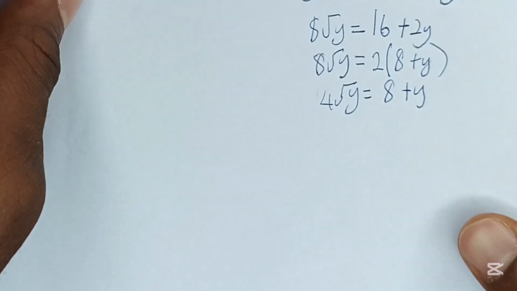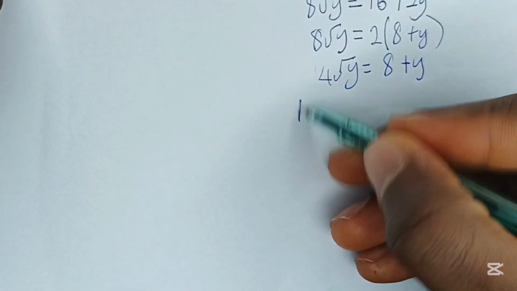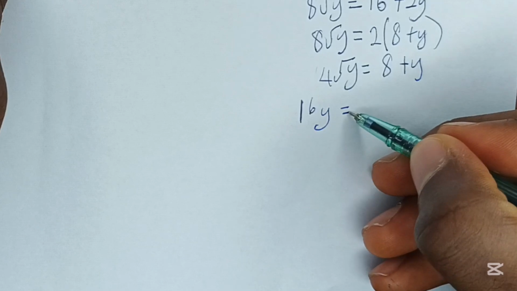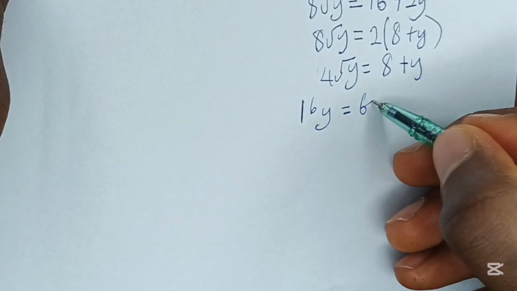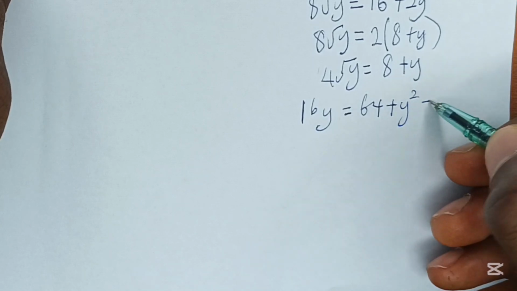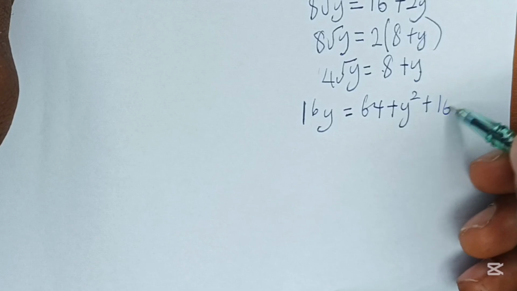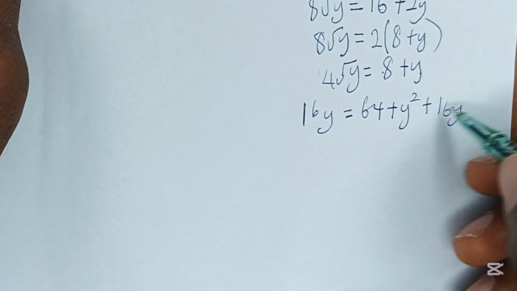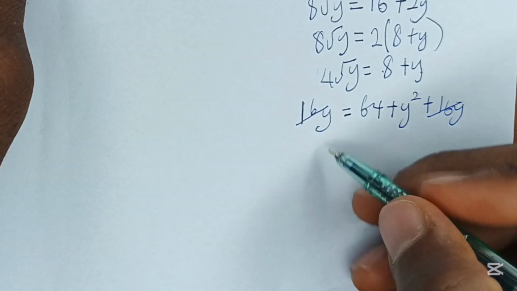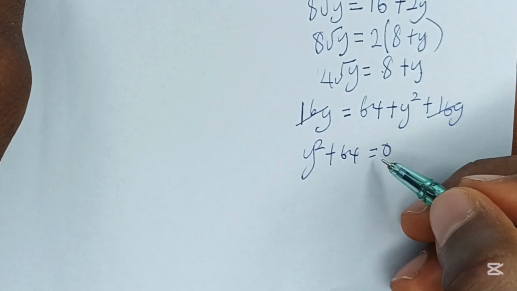Okay. Now let's square both sides again. So we have 4 squared to be 16, root y squared is y, to be equal to 8 squared is 64, plus y squared is y squared, plus 8 times y is 8y times 2 is 16y. Okay. Now 16y and 16y strike each other on both sides, so that we have y squared plus 64 equals 0.